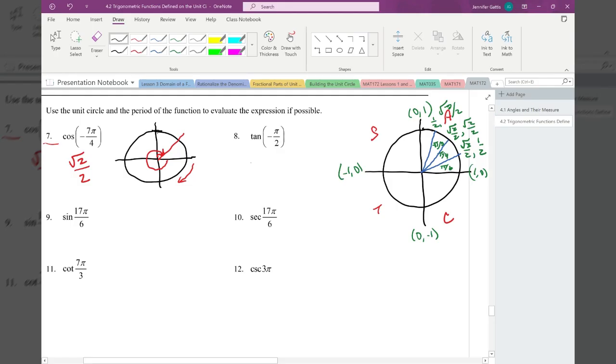The tangent of -pi over 2. Well, first of all, -pi over 2, we're going in the negative direction, okay? And we're stopping here. This is -pi over 2. So what is the tangent of this? Because this is the point (0, -1), the tangent is undefined.